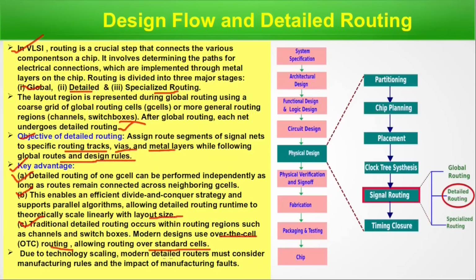Due to technology scaling, modern detailed routers must consider manufacturing rules and the impact of manufacturing faults. So manufacturing faults like reliability and variability impacts must be considered, and the router must strictly follow the design rules, because in advanced nodes, the errors related to lithography are much more prominent. Detailed routing must follow all these rules very strictly. We are done with this slide. We will move to the next slide.